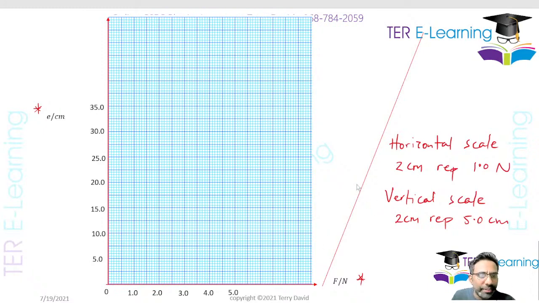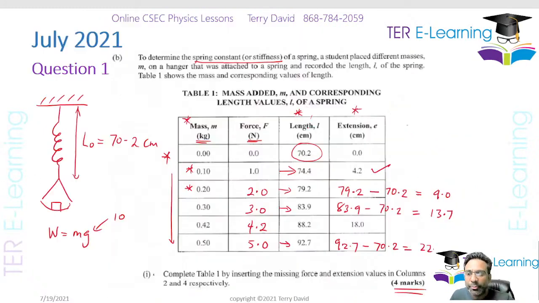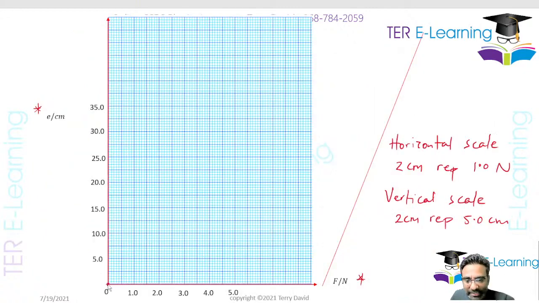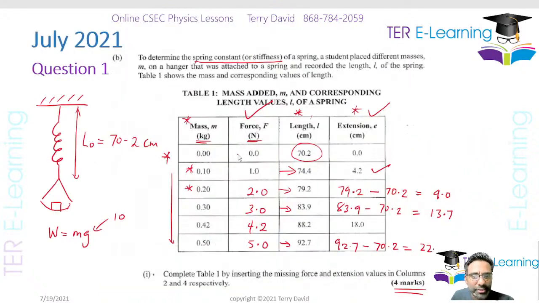Let's see now, what do we need to do? So now we need to plot the points. So the first point that we're going to plot, we're looking at the graph and make sure you're plotting the correct thing, right? They said you're plotting extension against force, right? So the first value we're going to plot is 0, 0. You're looking at this column here and this column here in order to plot. So 0 against 0. That's my first value here. The second point is 1.0 and 4.2.